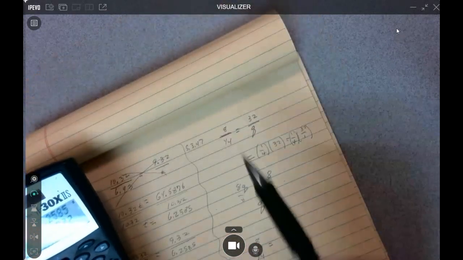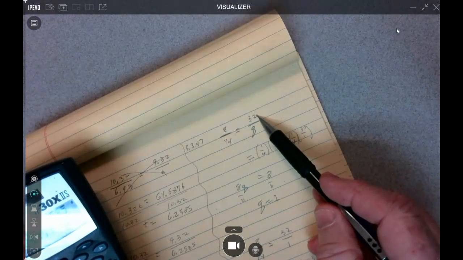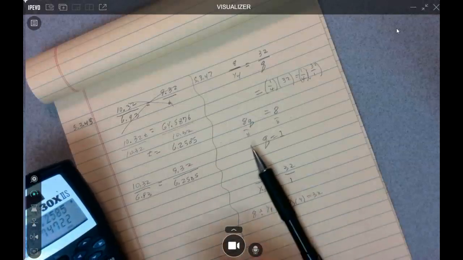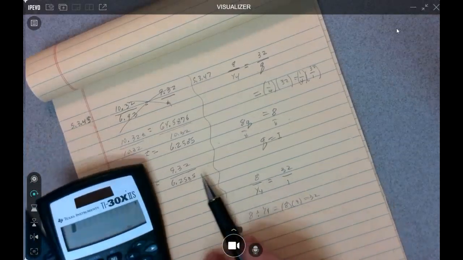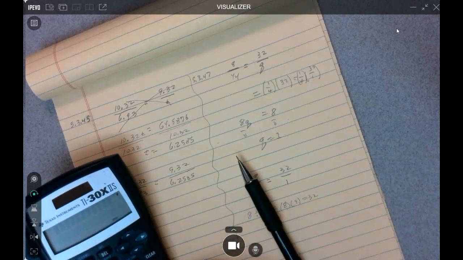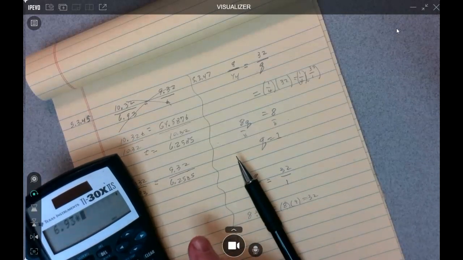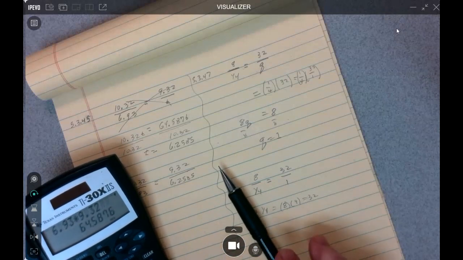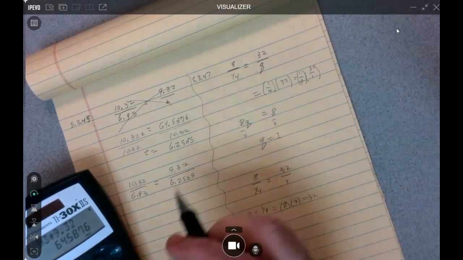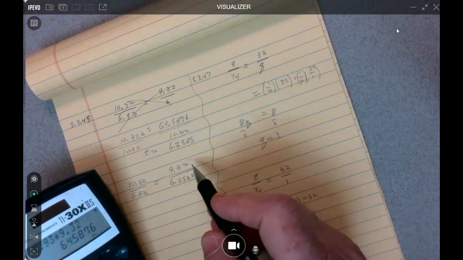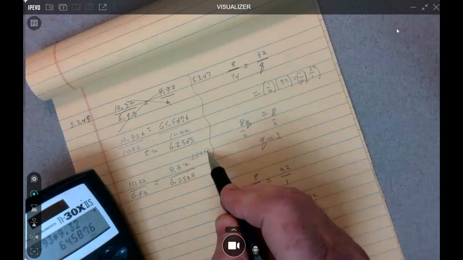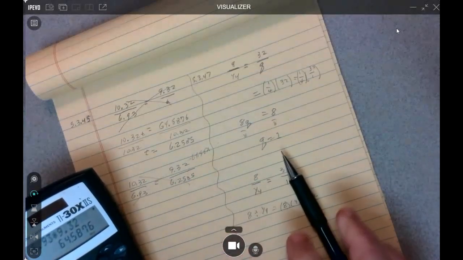Up here, if I cross multiply again, 1/4 times 32 is 8. 8 times 1 is 8. This one, 6.93 times 9.32 gives me that result. So that cross multiplying was 64.5876, 64.5876. Let's see what we get when we go that way.